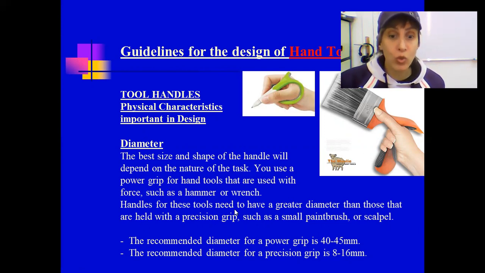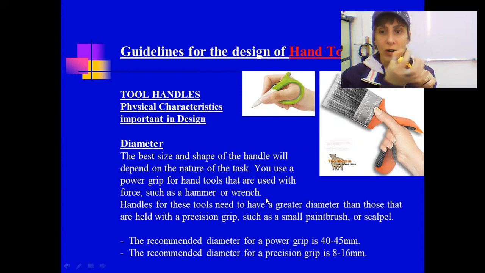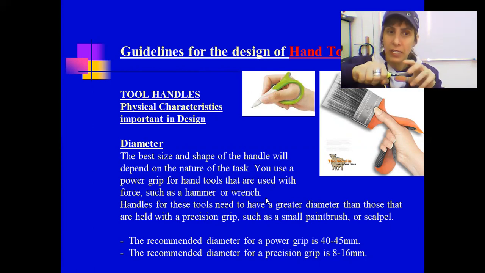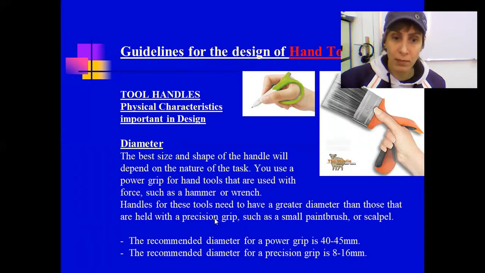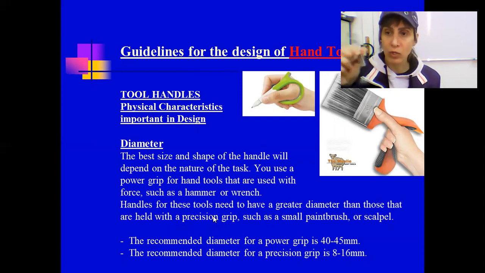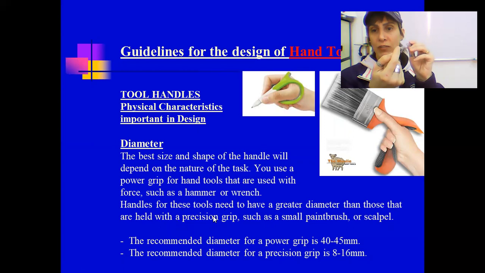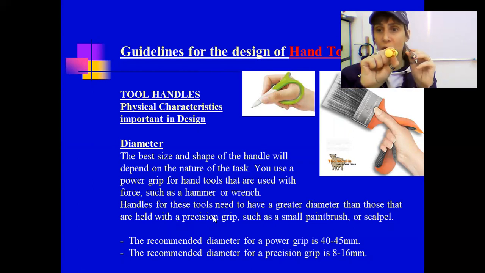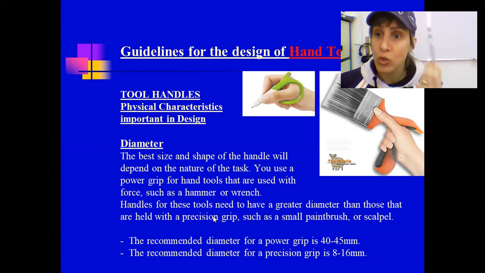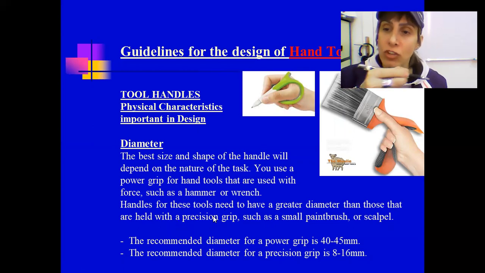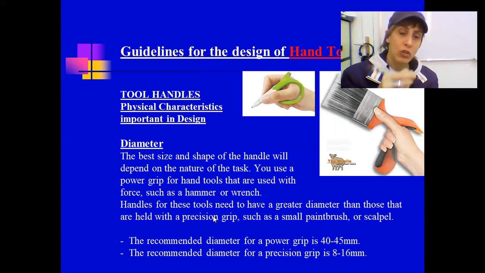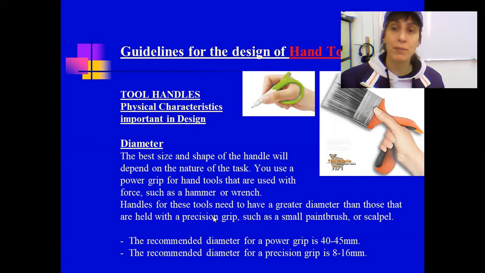So handles for tools that use power grips must have a greater diameter. The diameter must be larger so that you can hold it in a power grip comfortably. Now, if you use a precision grip, the diameter can be smaller. Now look at the diameter of this pen. It's much smaller than this. This tool you use with a precision grip. You don't need it to be that big. If it's that big, I will not be able to use it in a precise way.